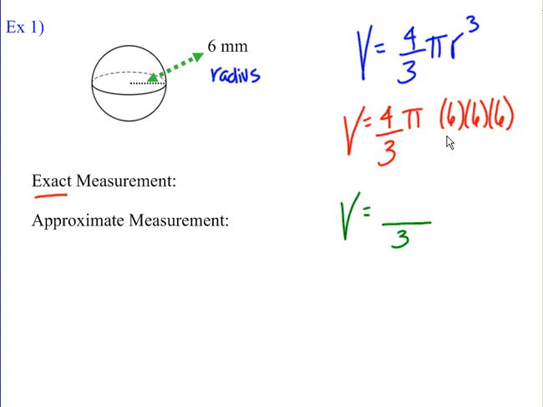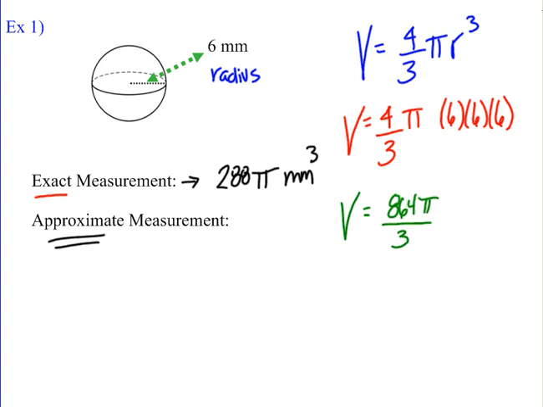We know that 6 times 6 times 6 is 216. And if we multiply that times 4, we're going to get 864 pi. We'll divide that by 3, and our exact measurement then would be 288 pi. And since this is millimeters, it would be millimeters cubed.